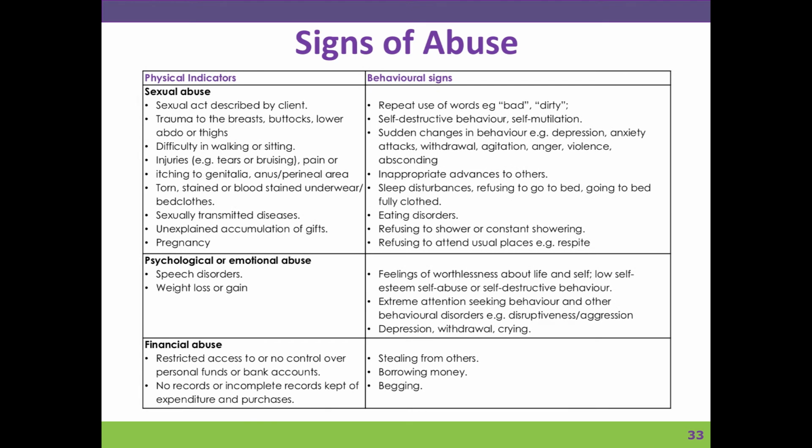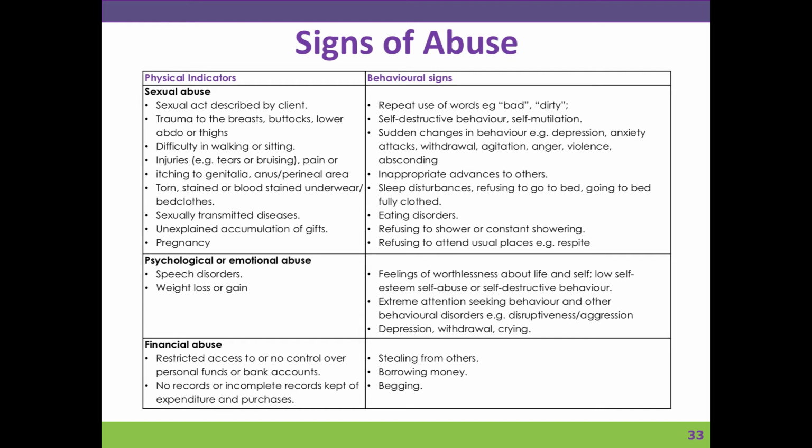We're now going to look at the physical indicators for sexual abuse. It could be that a client has actually described to you the sexual act that occurred, trauma to the client's breasts, buttocks, lower abdo or thighs, difficulty walking or sitting, injuries, pain or itching to the genital, anus or perineal area, torn, stained or blood-stained underwear or clothes, sexually transmitted diseases, unexplained accumulation of gifts, and unexplained pregnancy.